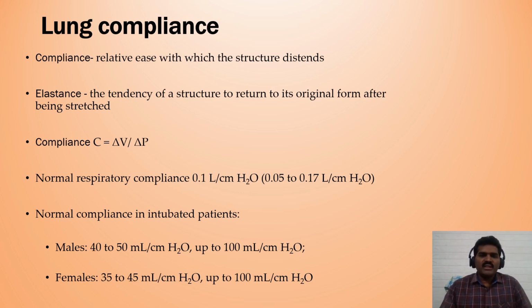So if you look at this, normal respiratory compliance is about 100 ml per centimeter of water when the patient is spontaneously breathing. But when the patient is mechanically ventilated, the compliance reduces to 40 to 50 ml per centimeter of water in males and 30 to 45 ml per centimeter of water in females. So when you are starting mechanical ventilation, you need to accommodate for these changes in the lung compliance.